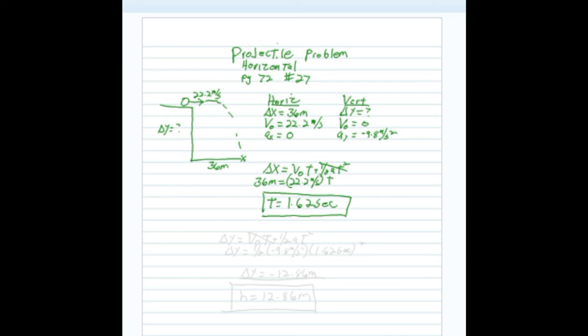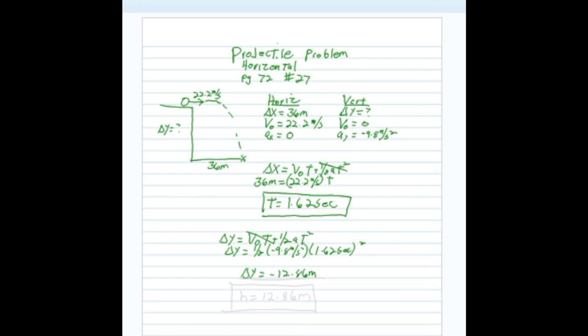Now, since I have the time, I'm going to use that time with the delta y equation and solve for whatever's left. So V0 t plus 1/2 a t squared. Okay, in the y direction, the initial velocity is 0, so this term crosses out, and I get delta y equals 1/2. The acceleration is negative 9.8 meters per second squared, and the time is 1.62 seconds. We're going to square that. So 1.62 squared times 4.9. I get negative 12.86. Delta y equals negative 12.86 meters.